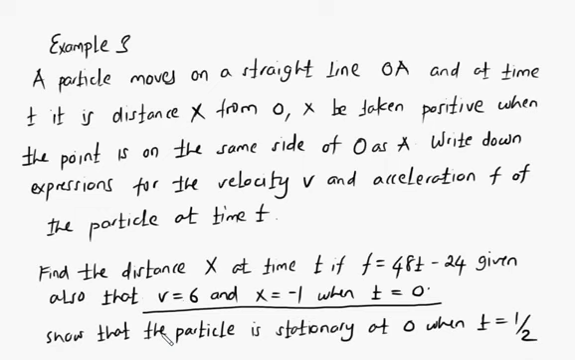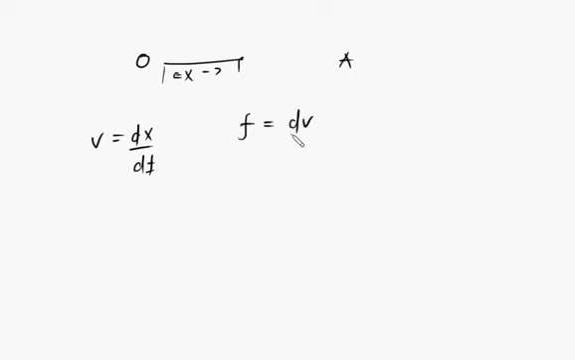Lakini nasema also show that the particle is stationary at O when t is equal to half. So he says a body moves from O to A. So at time t, it is at distance nini? X from O. So x is positive. So I'm write down the expression for velocity. Velocity manake ni hii hapa. Tulishasoma kwenye differentiation. Na acceleration kumbuka ametumia f, manake ni velocity sasa ndo na differentiate.